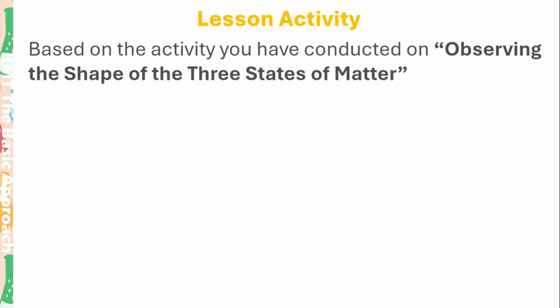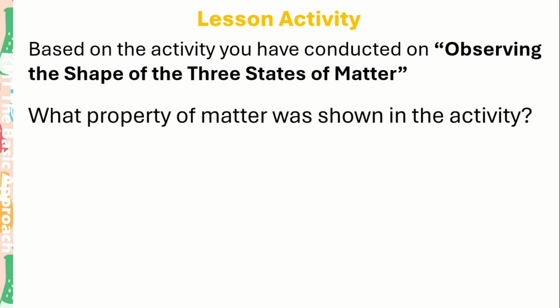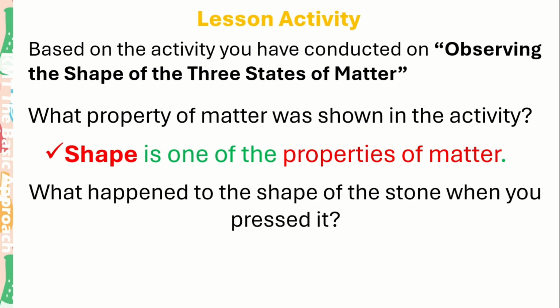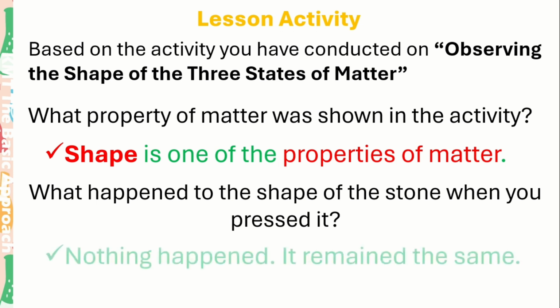Lesson activity. Based on the activity you have conducted on observing the shape of the three states of matter, what property of matter was shown in the activity? Great! Shape is one of the properties of matter. What happened to the shape of the stone when you press it? Awesome! Nothing happened. It remained the same.